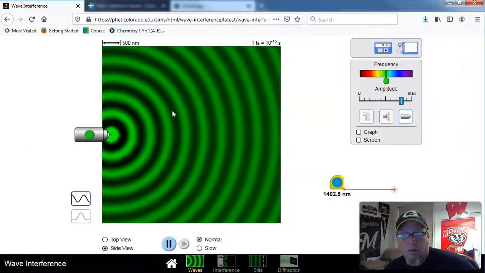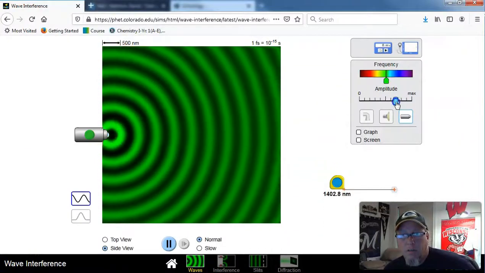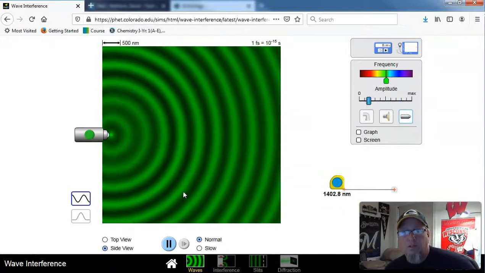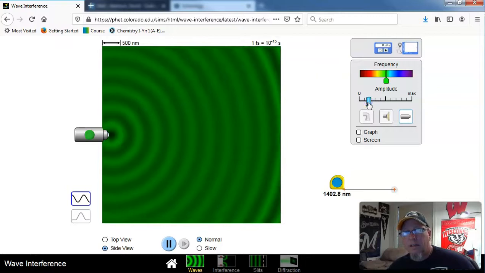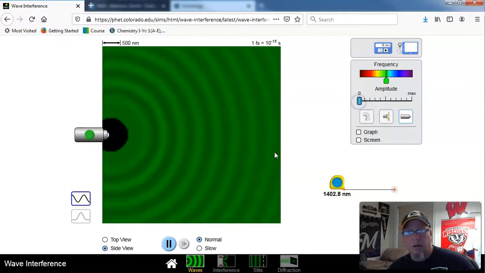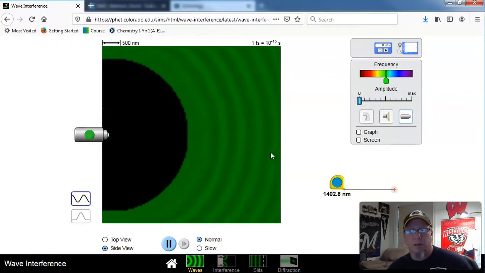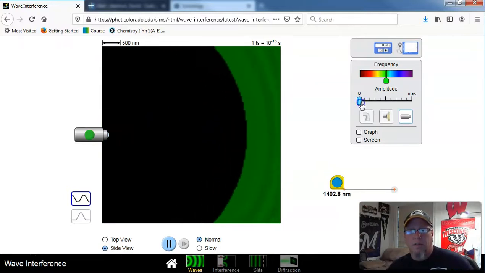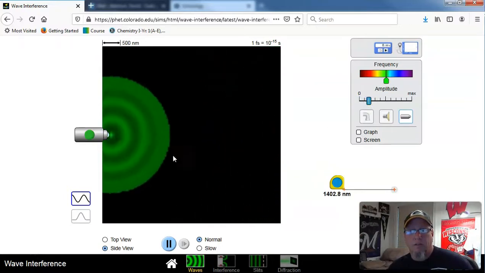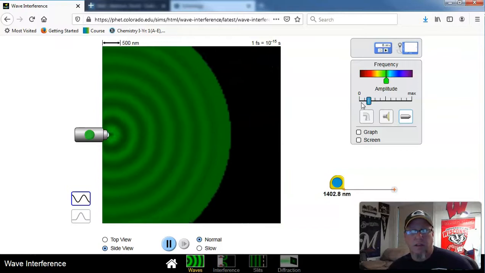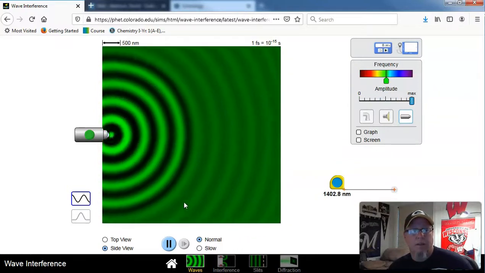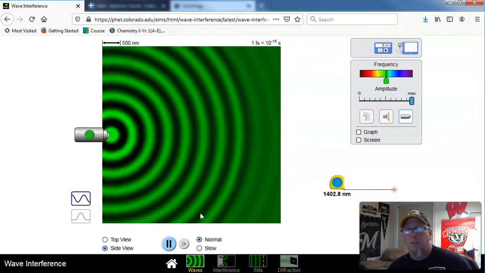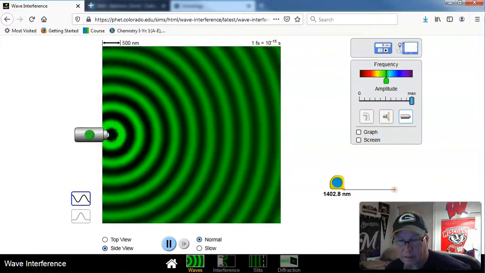So if I change the amplitude, you should notice a difference in how bright the light is. And if I make the amplitude go all the way down to 0, then there's no light being emitted at all. And if I increase the amplitude a little bit, you'll see that it's a real dull green. And if I go all the way to the max, you'll see it's a real bright green. So amplitude determines how bright the light is.